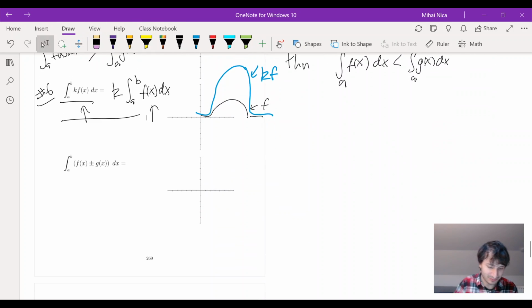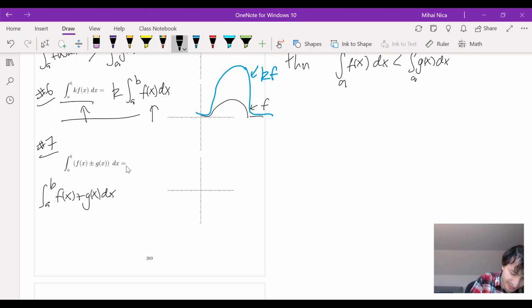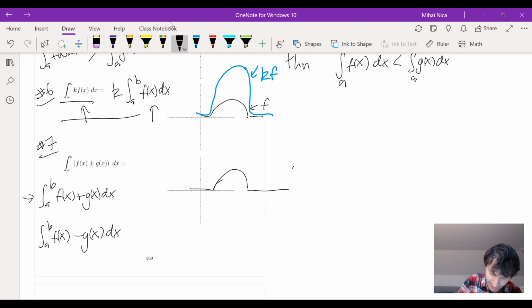Property number 7. This is really two things. One of them is the integral of f of x plus g of x, and one of them is the integral of f of x minus g of x. When we have two statements like that, we combine them by using a plus-minus sign to mean two possible statements at once. So I'm going to do one of them as a picture. Let's do f plus g. Let's draw two graphs. Maybe f looks like this. Let's do that bump again. That was good. F.